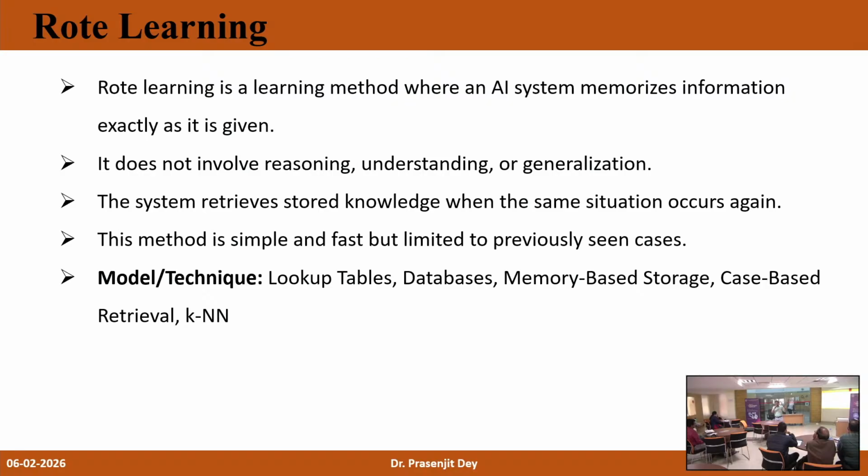So it is not at all similar to statistical learning, where we have a lot of data. From data we train. Here we have already stored input and output. If the input is closer to a sample, the corresponding output will be the output. K nearest neighbor is one of the famous machine learning models used in rote learning.